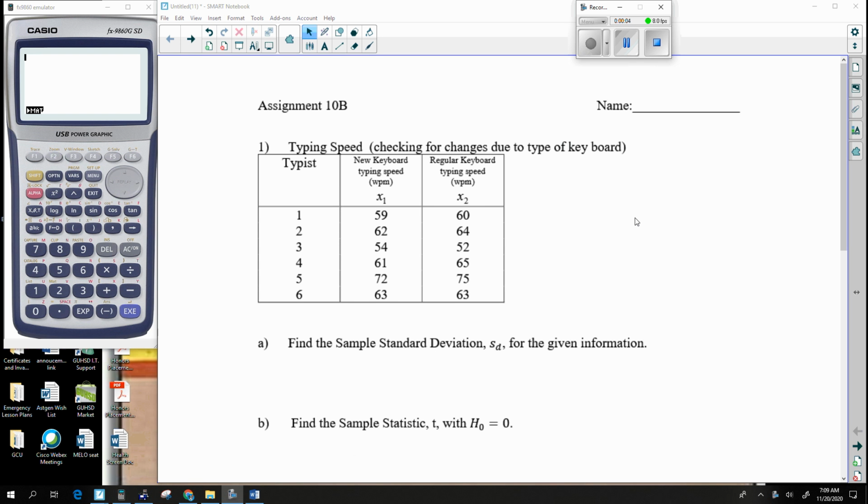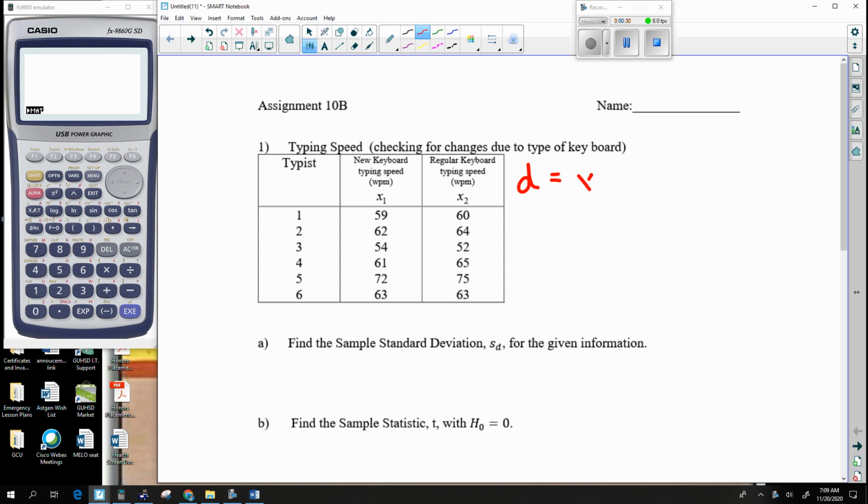Let me scroll up. This is assignment 10B. Again, you're trying to determine a difference between, in this case, the typing speed of a new keyboard and a regular keyboard using a distribution curve. Okay, so let's remind ourselves of the different things that we have here. We're going to establish a difference.